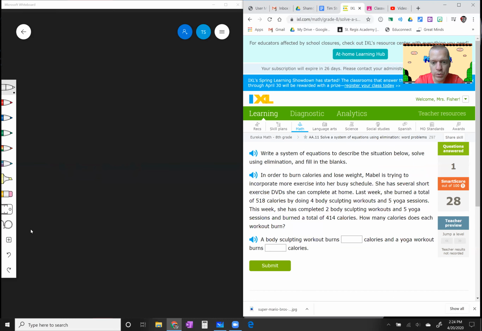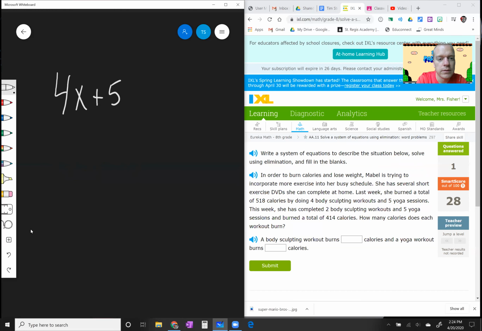Last week, she burned a total of 518 calories by doing 4 body sculpting workouts and 5 yoga sessions. So that's your first one. So we're going to say body sculpting is x value. So we're going to say 4x, because 4 body sculpting workouts, plus 5y for yogas, equals a total of 518 calories that she burned. Okay, second equation. This week, she has completed 2 body workouts and 5 yoga sessions, and she's burned 414.